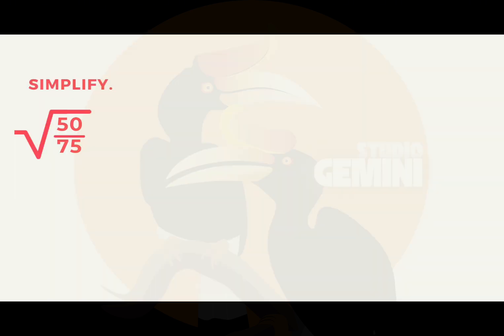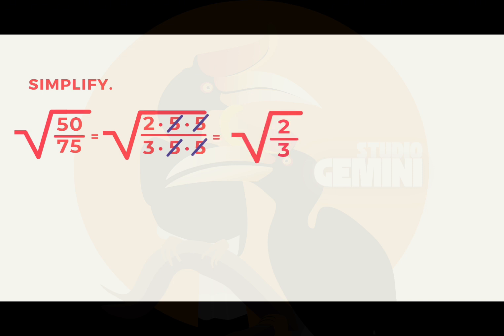In our next example, we want to simplify the square root of 50 over 75. Both of these are bigger numbers that are not perfect squares, so let's find their prime factorizations. 50 equals 2 times 5 times 5, and 75 equals 3 times 5 times 5. We can cancel the 5's in the numerator and denominator, as they are like terms. This gives us the square root of 2 over 3, or the square root of 2 over the square root of 3 by the division property.